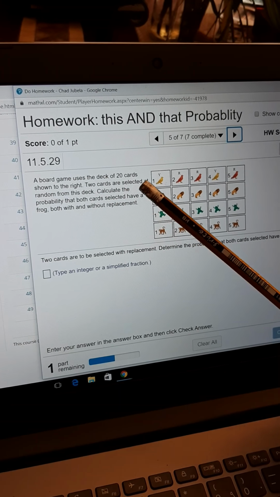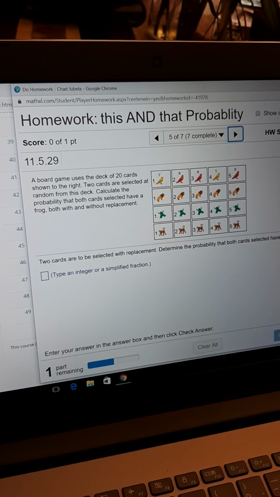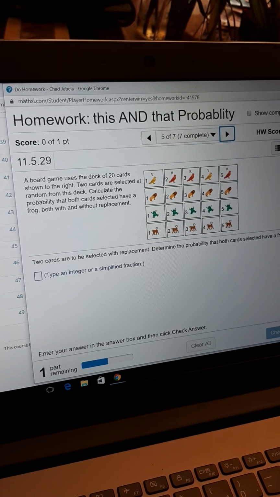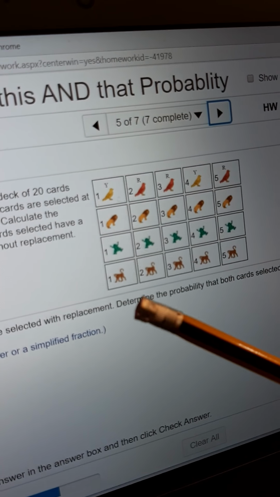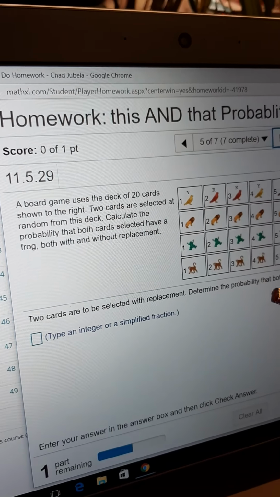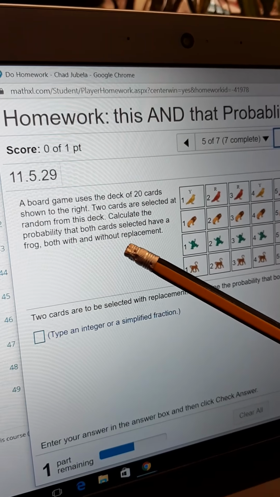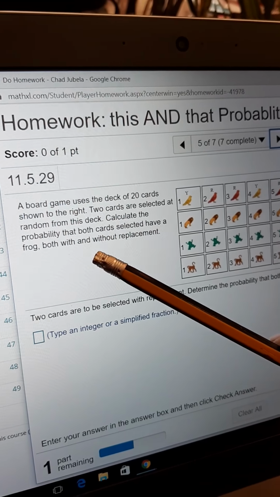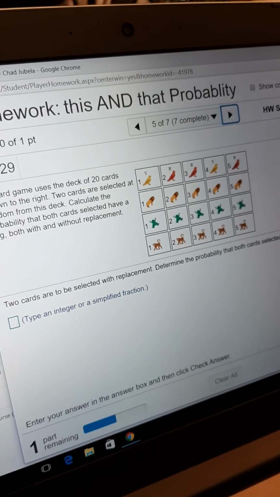11.5.29. So I'm going to read through this, talk about it a little bit, and answer it. A board game uses a deck of 20 cards, shown on the right: birds, lions, frogs, and monkeys. Okay. 2 cards are selected at random. Okay, so here we have a compound probability. Calculate the probability that both cards selected have a frog with and without replacement. So we're going to 2 questions, 2 answers.